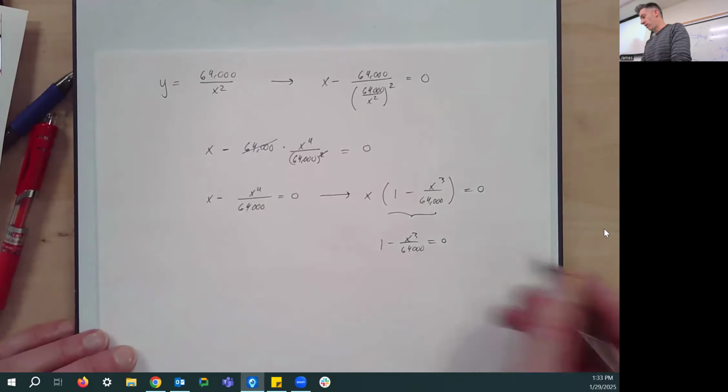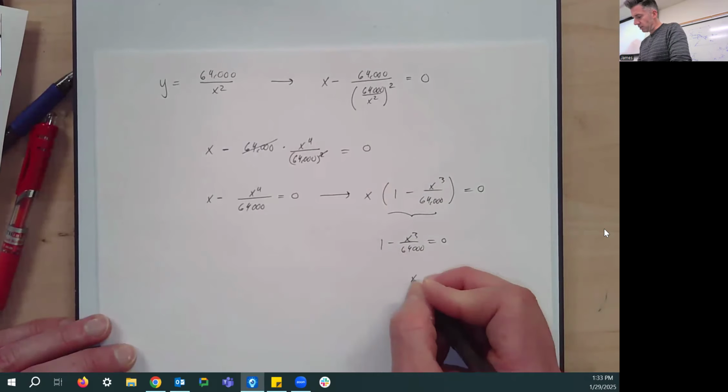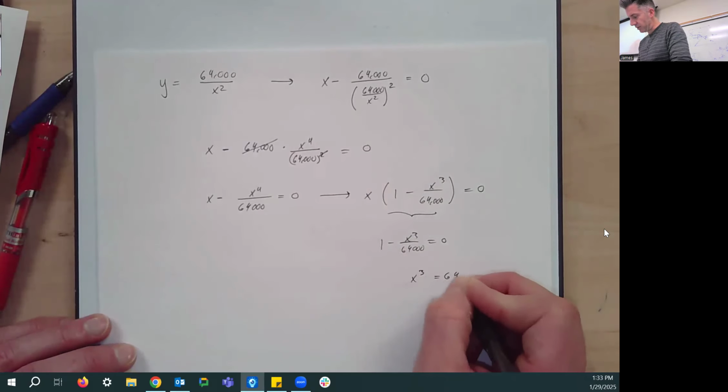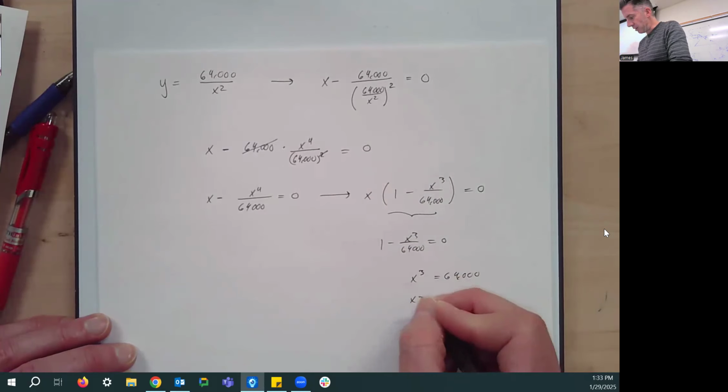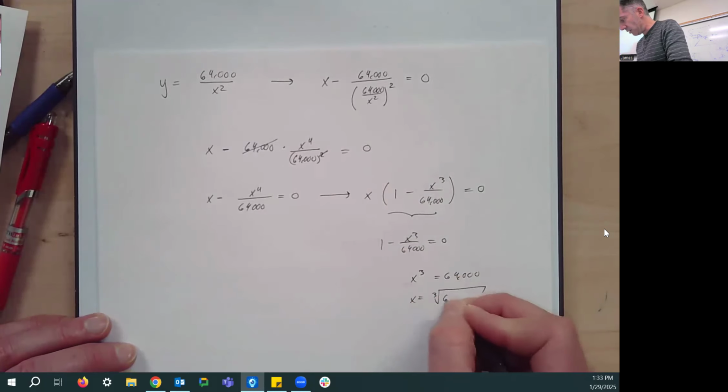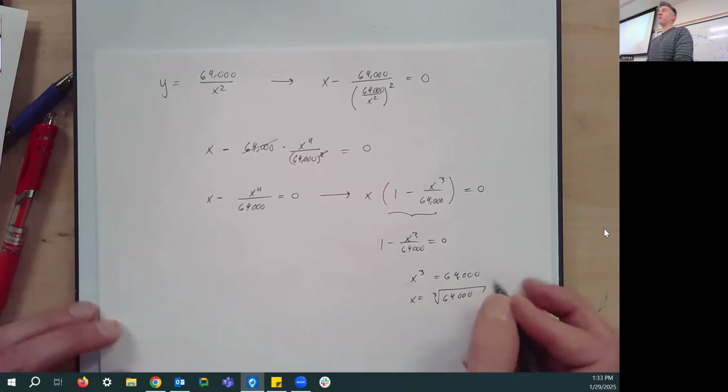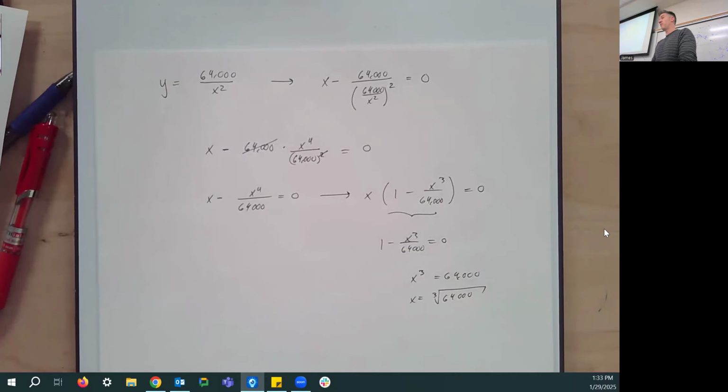You could also do more work and bring this over and multiply by 64,000. So x cubed has to equal 64,000. X is going to be the cube root of 64,000. Cube root of 1,000 is 10. Cube root of 64 is 4. So the cube root of 64,000 is indeed 40.